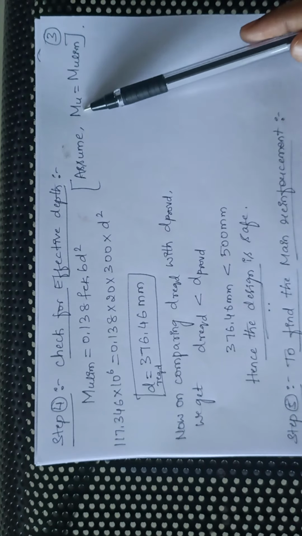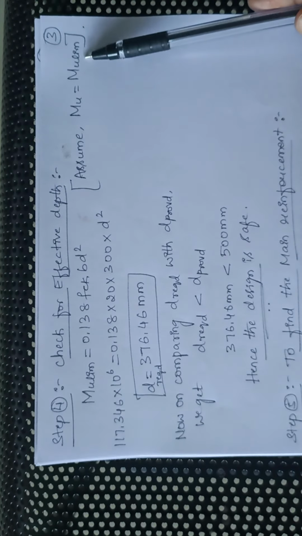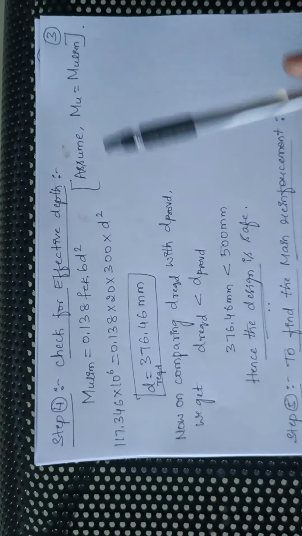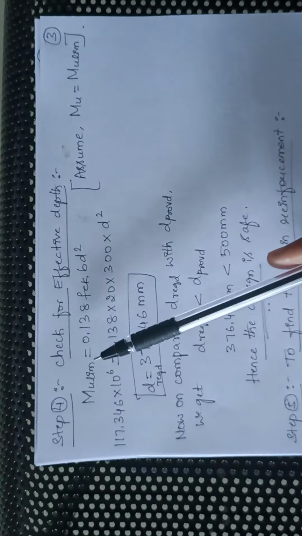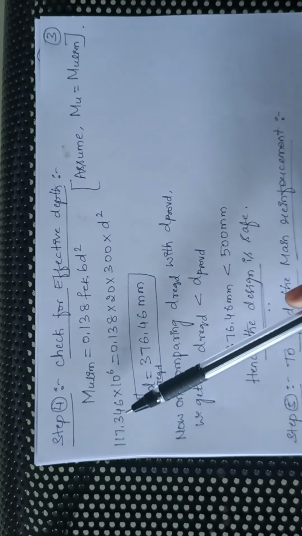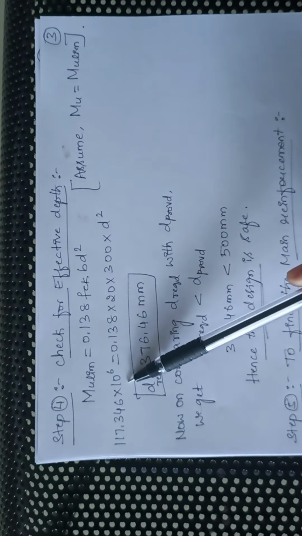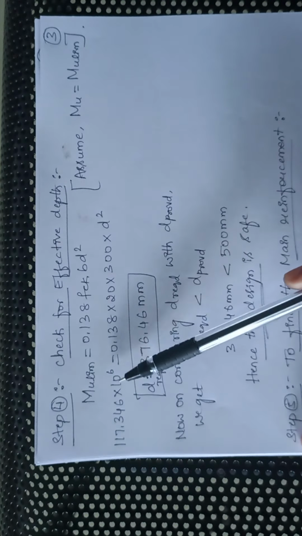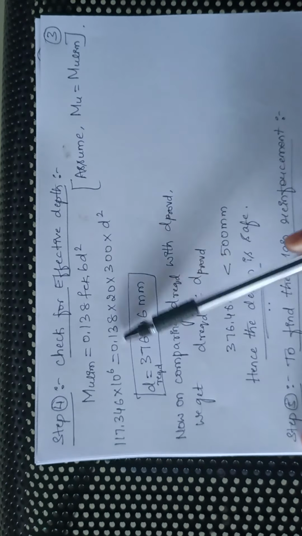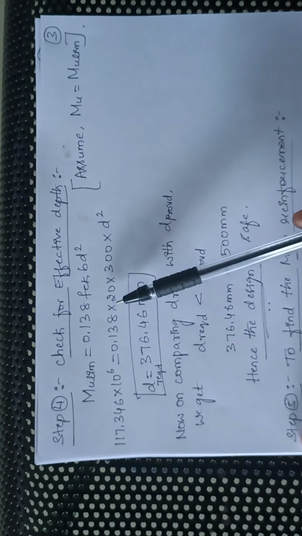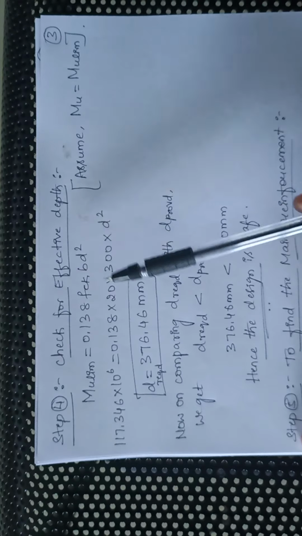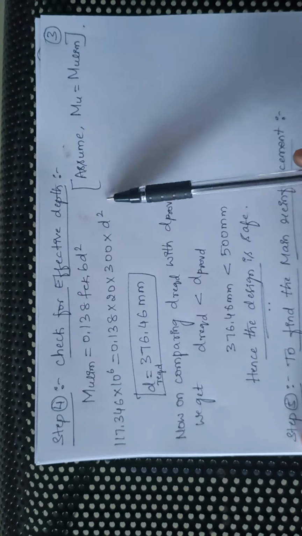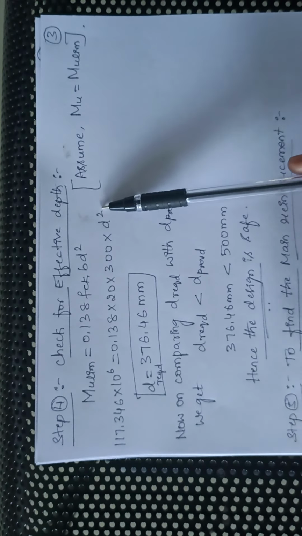In a balanced type of section, both Mu will be equal to Mu limit. So let us consider it and take Mu as Mu limit here. In the previous step, we got the value of Mu as 117.346, which is in terms of kilonewton meter. Convert that in terms of Newton mm by multiplying it with 10 power 6. That is equal to 0.138, keep it as it is, and substitute the values of fck and b here. fck is 20, b is 300, into d square. Here we are finding the value of d square itself.